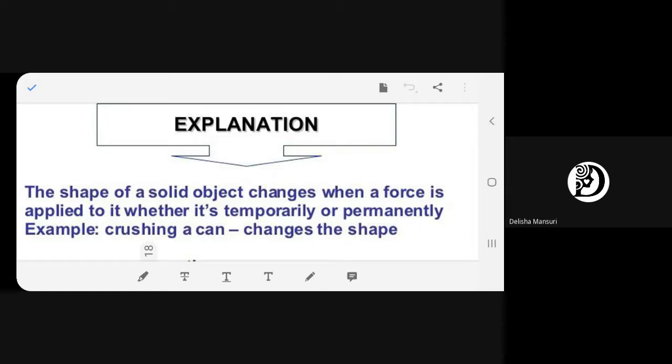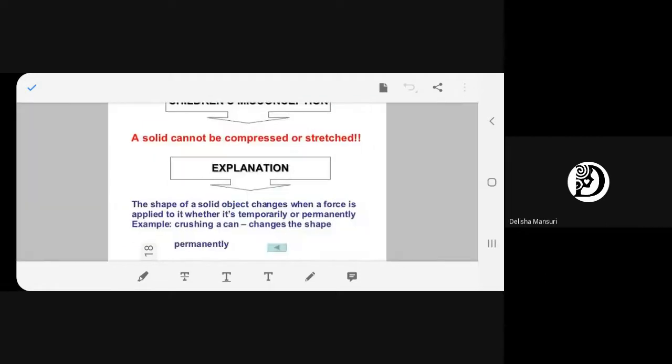Whereas in the case of a rubber band, I stretch it for a while and I leave it, it comes back to its original position or shape. But if I pull it more, it may either reshape or it may break. So it again depends upon the force that you are applying. Okay, beta? Then only we can say it is temporary or permanent.